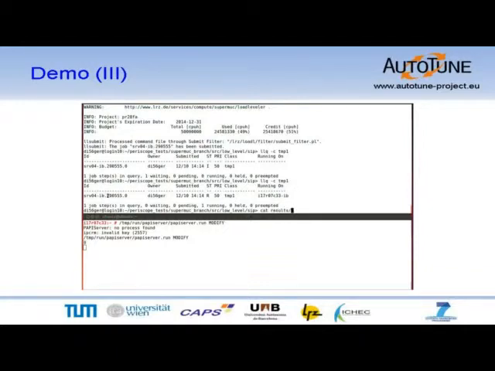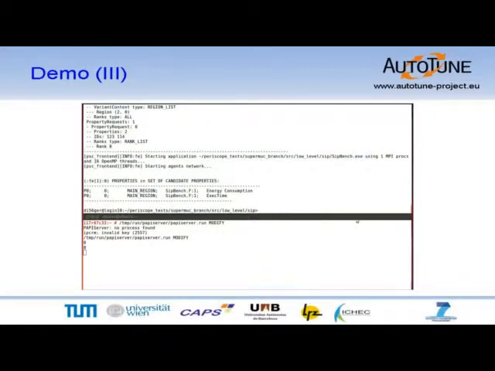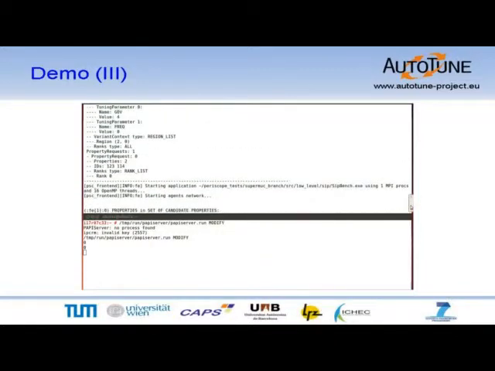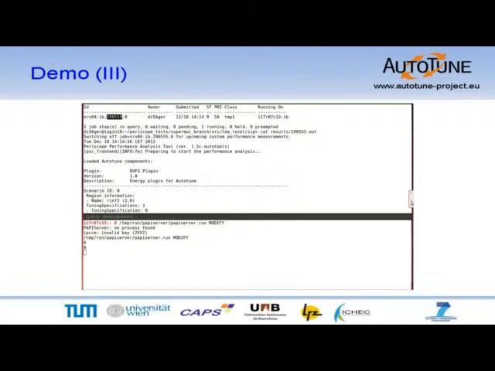Let's check the results. For that, we need the job ID assigned to our application by the job scheduler. In this case, this number is 290555. As configured, we tune for DVFS.